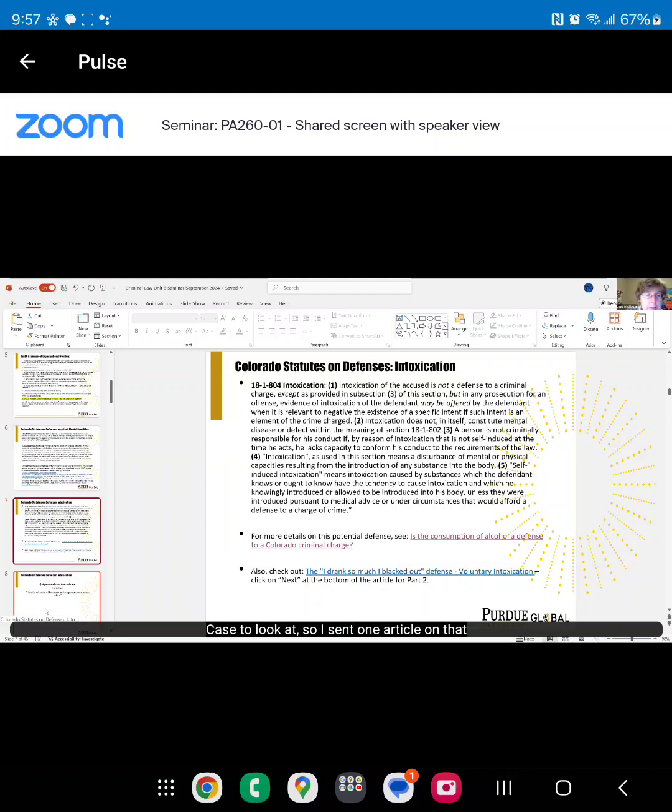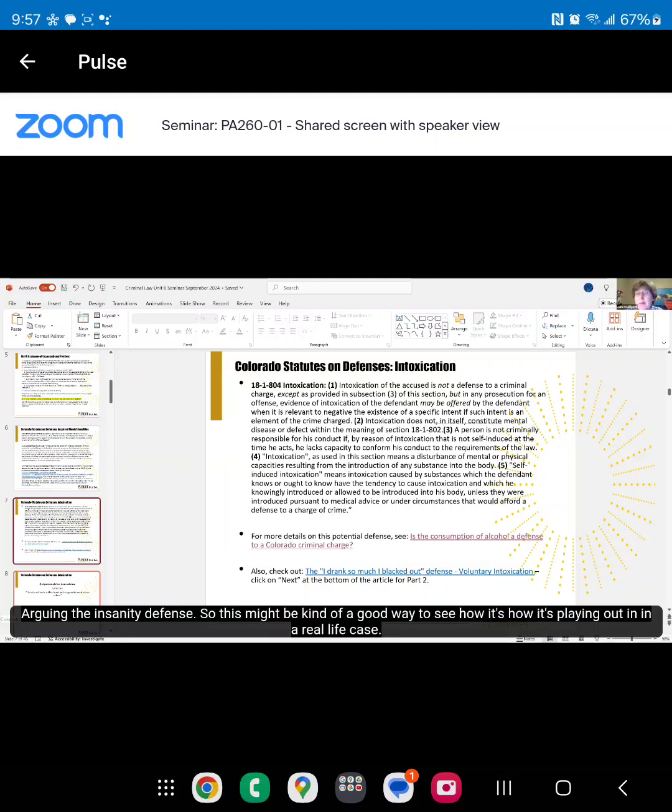I sent one article on that that talks about it, and it's interesting timing because on September 4th, which was yesterday, he was in court arguing the insanity defense. So this might be a good way to see how it's playing out in a real life case.